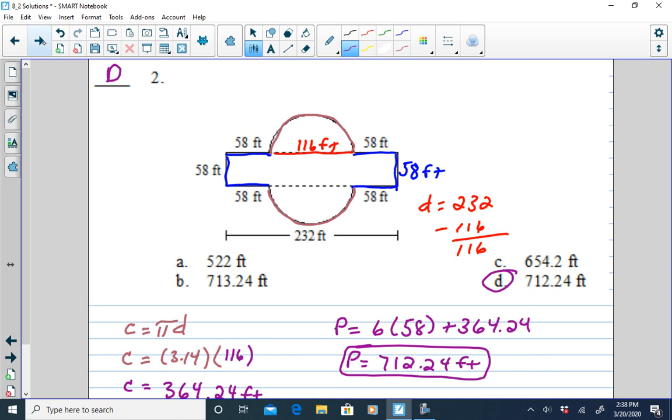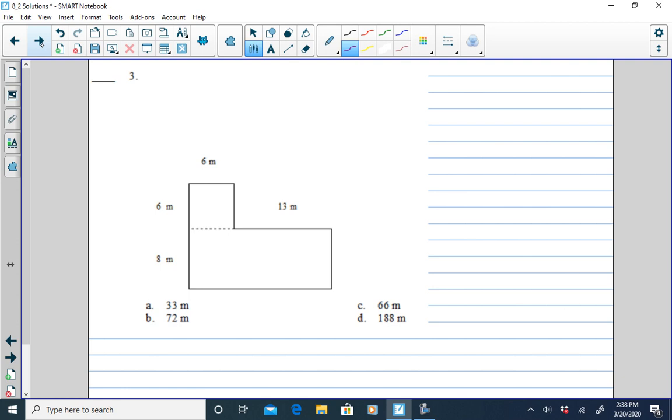All right. Next example. Example 3, much easier problem. We don't have any circular regions, so that's why this problem is going to be much easier. So what do we need to know for the perimeter? Well, I have this segment here, and I have this segment, and I have this segment. But I don't know this segment, but I know that it's going to be 6 because it's the same as this segment here.